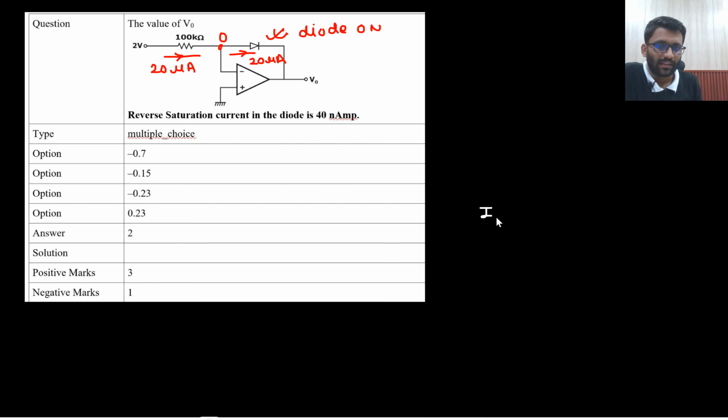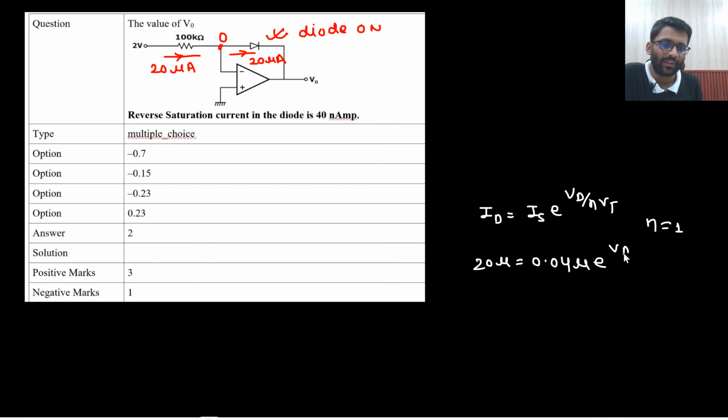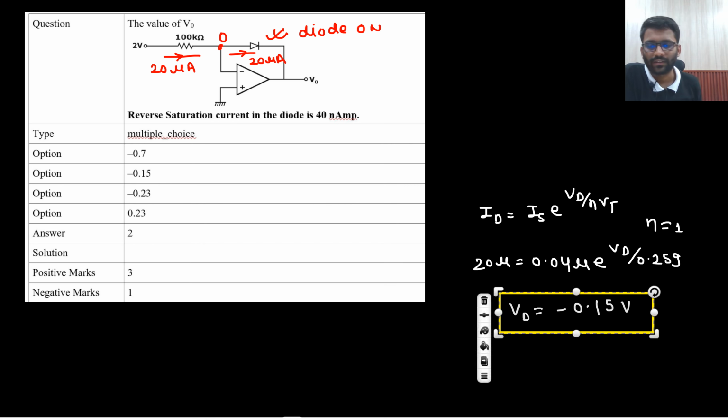The diode current would be equal to I saturation e to the power Vd upon eta Vt. Eta you have to take 1 if it is not given. So Id is 20 micro and it is 40 nano, or you can say 0.04 micro, right? E to the power Vd upon Vt, exact value is 0.259. So from here we can get the Vd value, that would come out to be approximately 0.15 volt. Okay, so that's it. This is the answer.